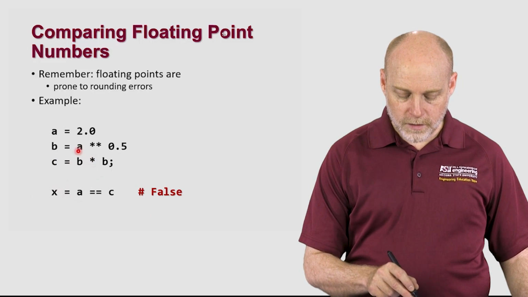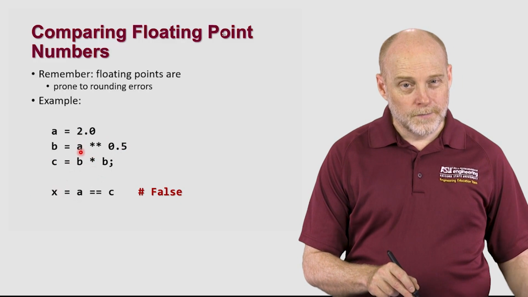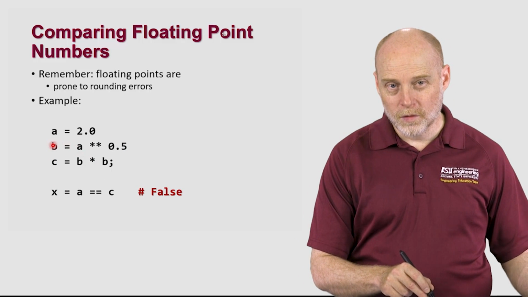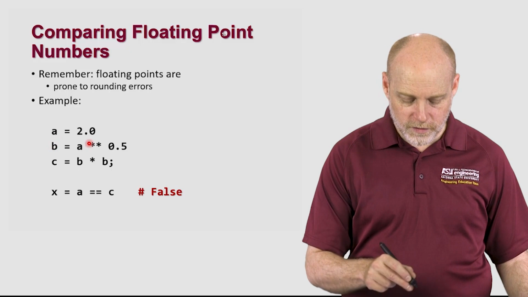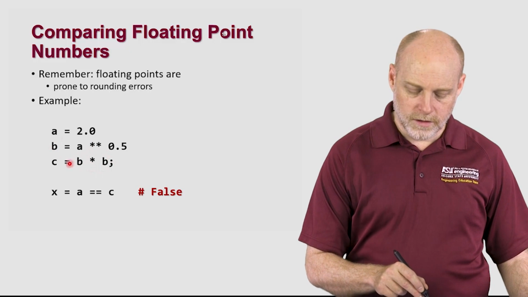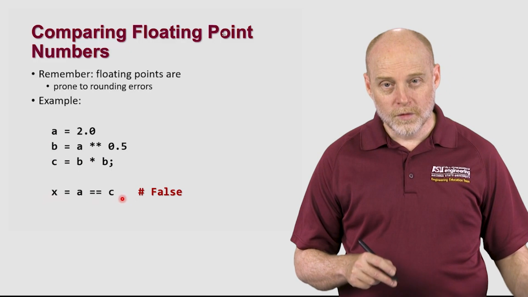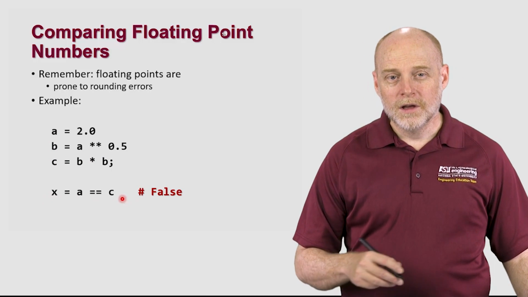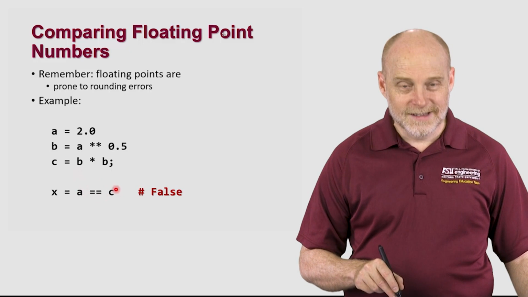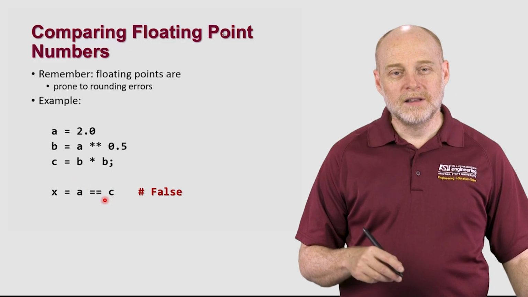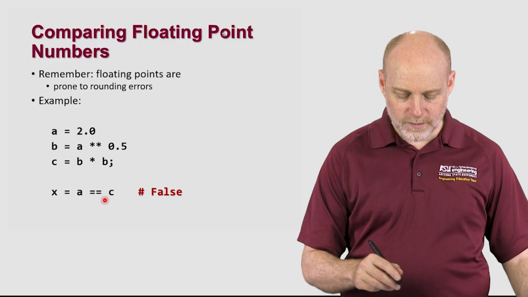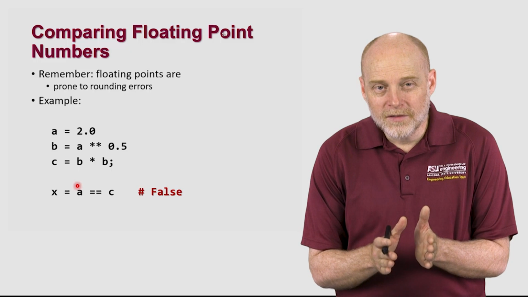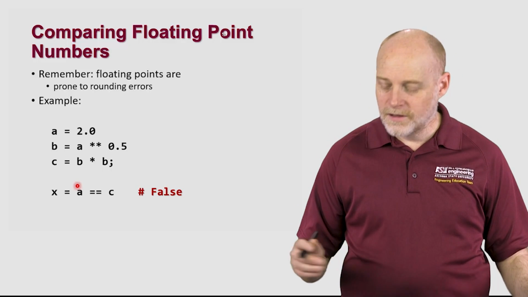And that's because when we take the square root of 2, there's no exact representation for that in floating point values. And so the value that gets stored in b is not quite the square root of 2. Therefore, when we square it, we don't quite get 2. Therefore, those values are not equal. So when you're doing comparisons with floating point values, you probably don't want to do comparisons for exact equality. You'd probably want to take the absolute value of the difference between the values that you're comparing. And if the difference is very, very small, then you could consider them to be equal.